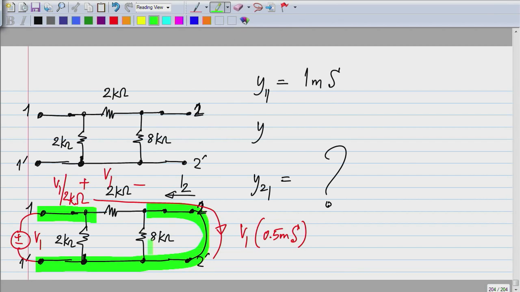So the 8 kilo ohm is not in the picture, so this is short circuited. If I apply V1 here, all of it appears across this 2 kilo ohm, and V1 by 2 kilo ohm flows in this direction. Also, this direction is opposite to that of the definition of I2. So what is the value of Y21? It is minus 0.5 millisiemens. I hope this calculation is clear. If it is not, please let me know immediately so that I can repeat how to do that.